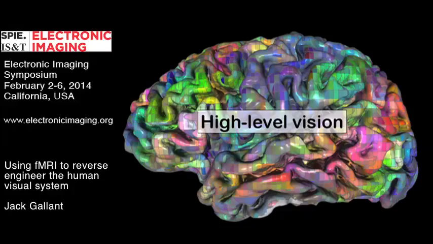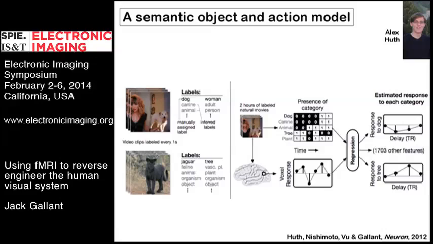Let's go to the high-level visual system and see what we can do there. In this case, we are going to build a model that tries to extract information about parts of the visual system that respond to the semantic category of objects, like is there a dog, or is there a cat, or is there a person? So to do this, unfortunately, we can't label the movies by computer because computer vision really hasn't solved this problem yet. So we have to label them by hand.